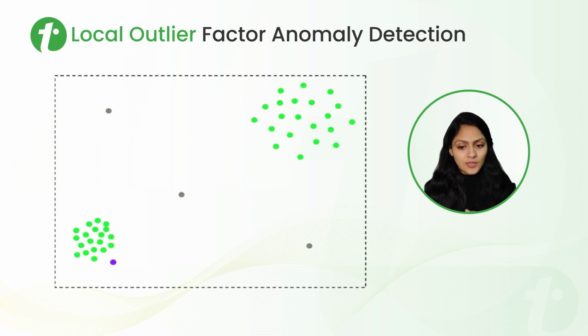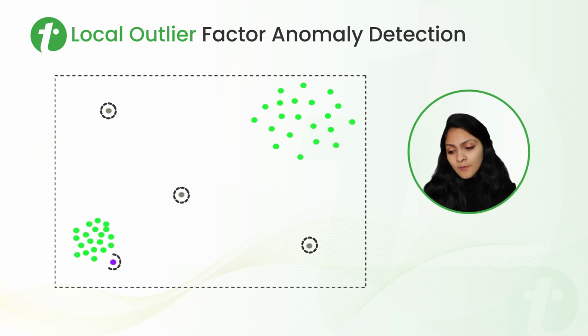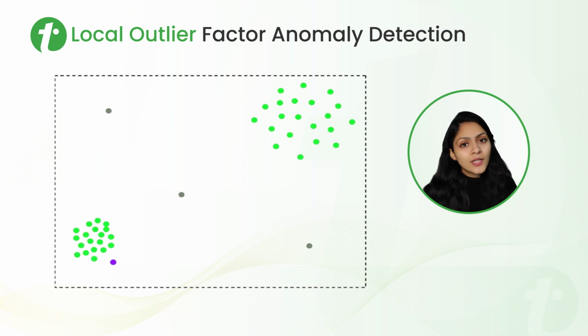Let's understand this with this graph. Here, these gray points are global outliers as they deviate from the whole dataset. But this purple point deviates only from a specific group of data points, so this purple point is a local outlier for this group of data points. For detecting global outliers, we can use other anomaly detection techniques, but for detecting a local outlier, we use LOF, local outlier factor anomaly detection.